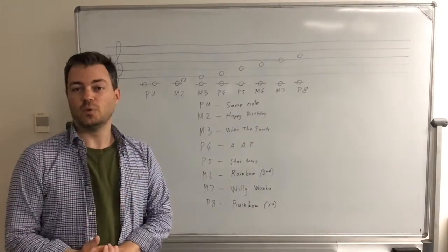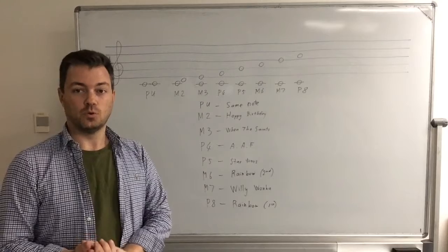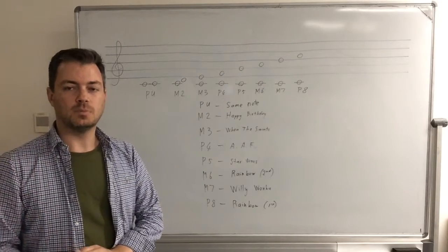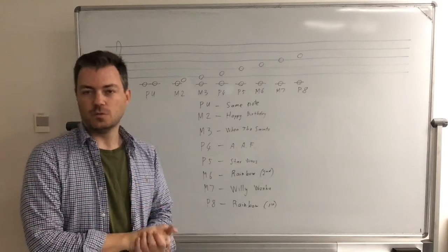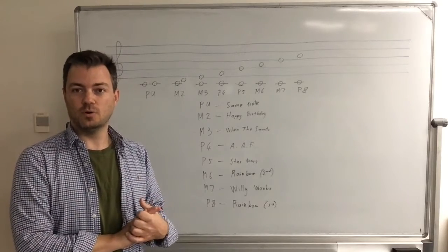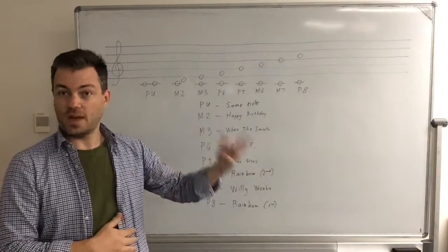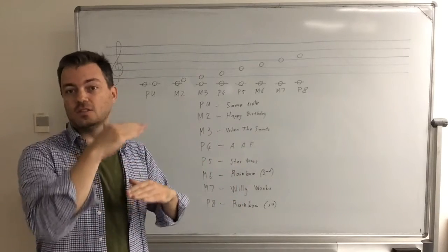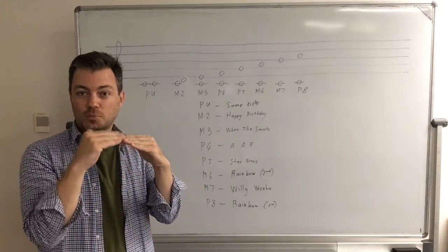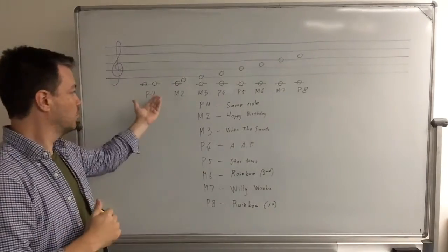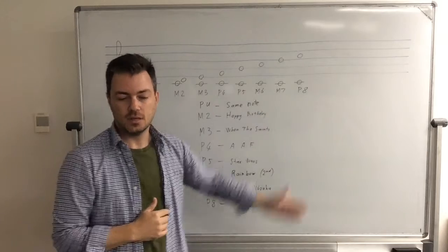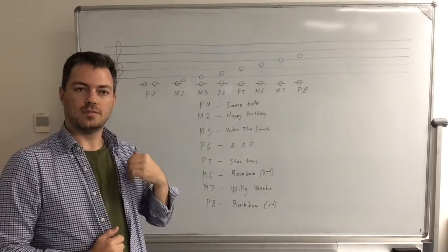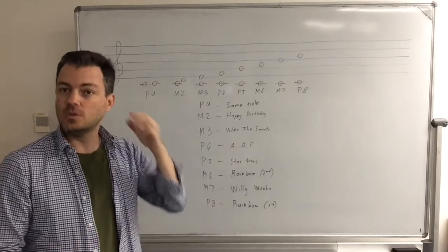In this video lesson, we're going to talk about intervals from an aural perspective. Aural meaning ear, listening perspective. So we've spoken about intervals before from a theoretical point of view, how to work them out, what they are. But a reminder, an interval is basically the distance between two notes. So it can be a small distance and it can be a large distance.